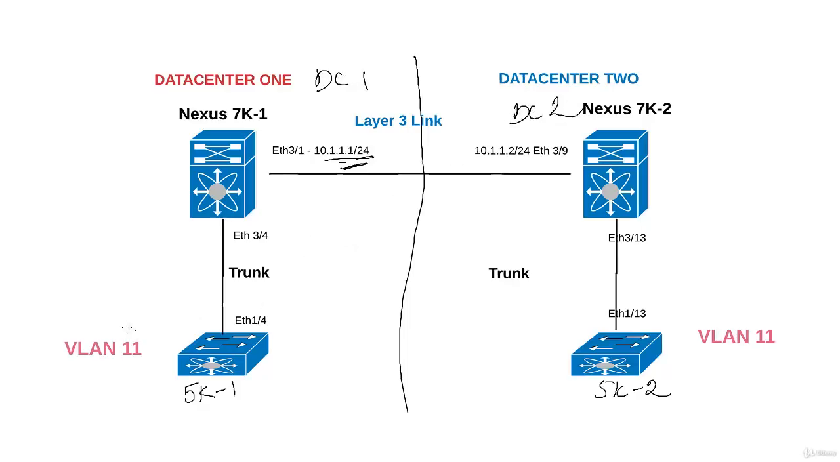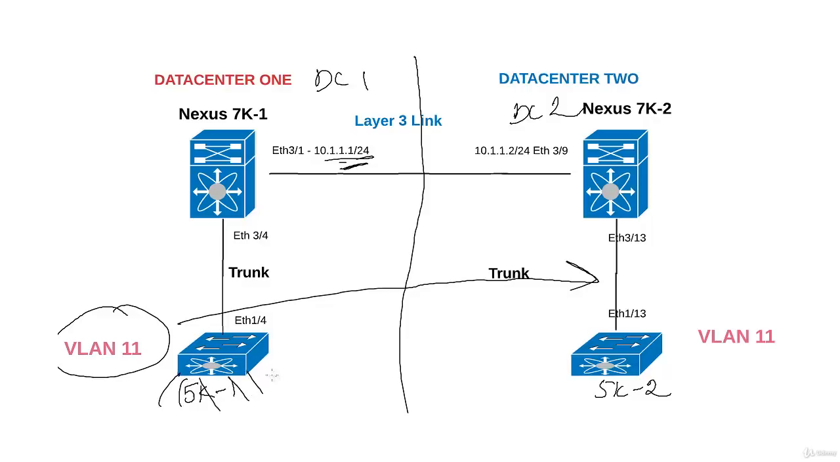Okay, so I have this VLAN which I want to extend to DC2, so that the devices which are connected to this VLAN 11 here and this VLAN 11 here, all the devices will think that they are in the same broadcast domain. This is the purpose. So VLAN 11 will be extended over, it will be extended like this. Okay, my handwriting is really poor.